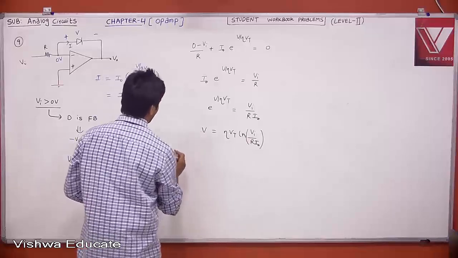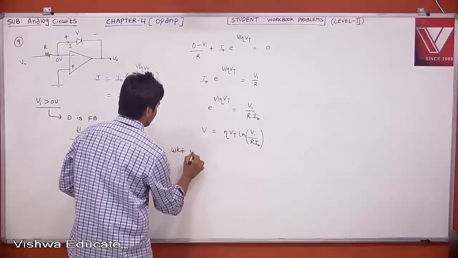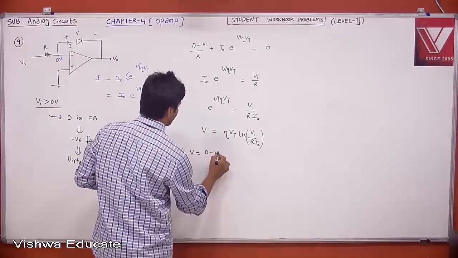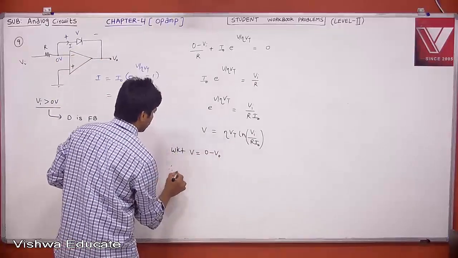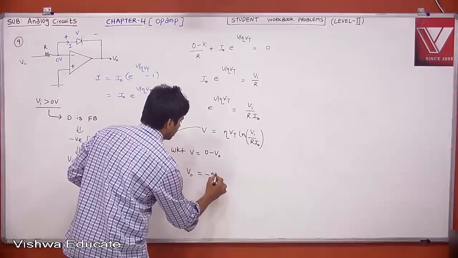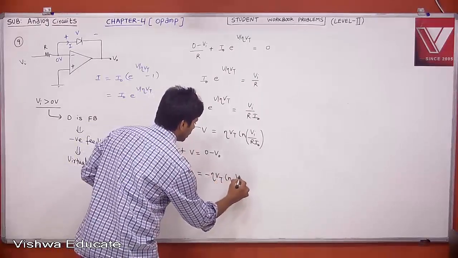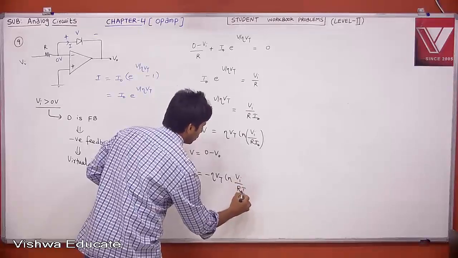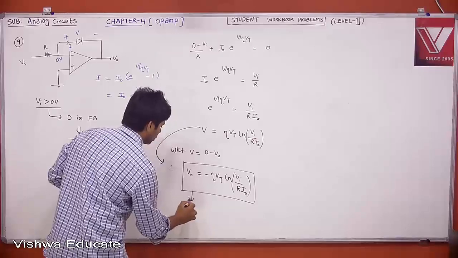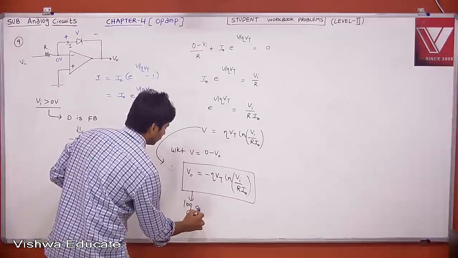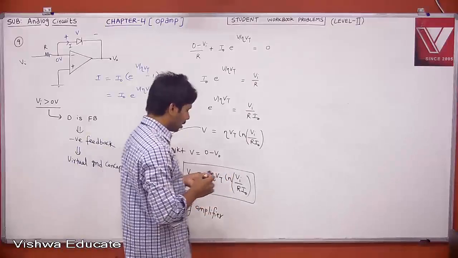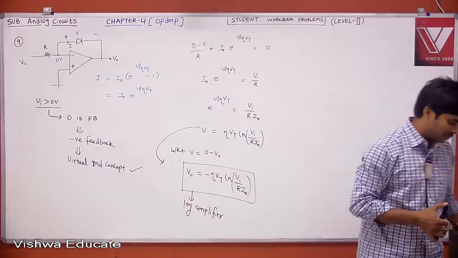But what is V? We know that V is the drop across the PN junction, 0 minus V naught, which is nothing but minus V naught. Therefore, V naught is equal to minus eta Vt ln Vi divided by R into I naught. This is basically a log amplifier. We had seen this already. Kind of a revision for you.